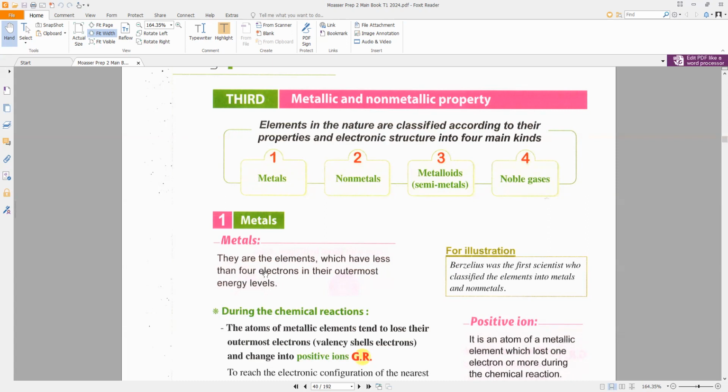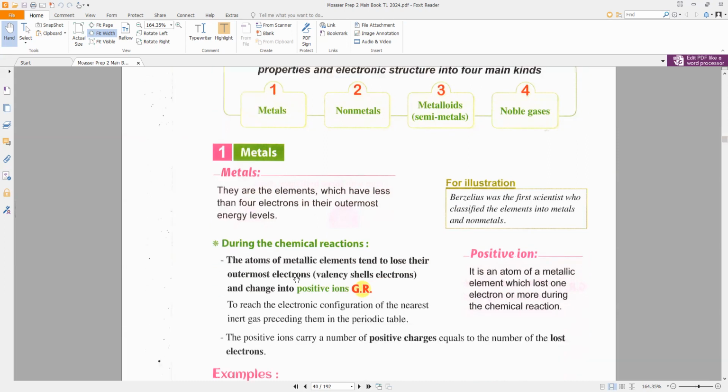We say the metal is the element which has less than four electrons in the outermost shell, and it makes a chemical reaction because it's unstable. It needs to be stable, so it reacts to complete the outermost shell with electrons. So it loses its outermost electrons and changes to a positive ion. Why positive ion? Because the number of positive protons is larger than the number of negative electrons, because it lost electrons.